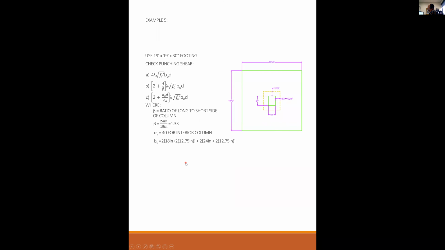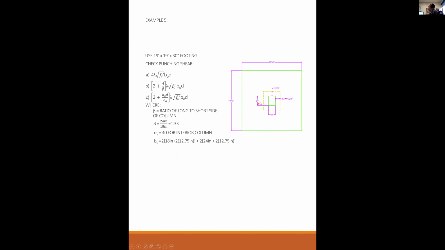Beta naught, okay, and this looks a little cumbersome, but all I'm doing here is the length of this side is the width of the column, 18, plus D/2 plus D/2. So D/2 is 12.75 inches. D is 25.5 inches. D/2 is 12.75. And I have one side and another side. So I got 18 plus 2 times D/2. And then on this side, I've got 24 plus 2 times D/2.